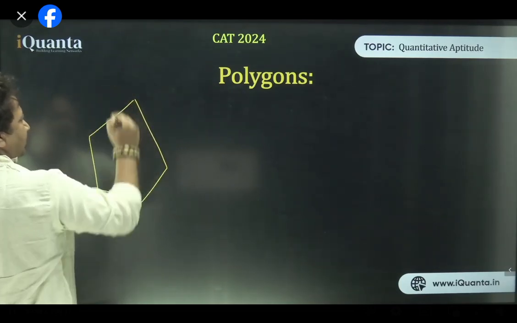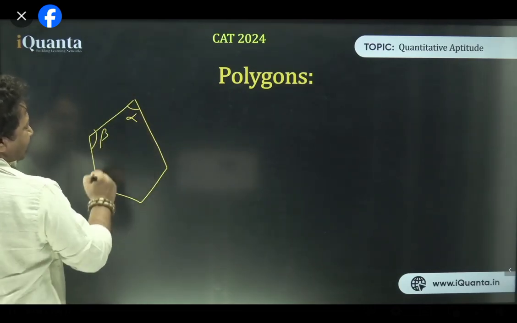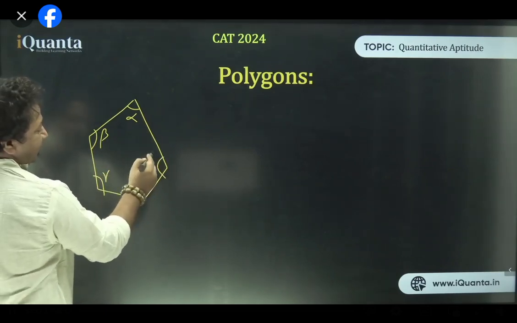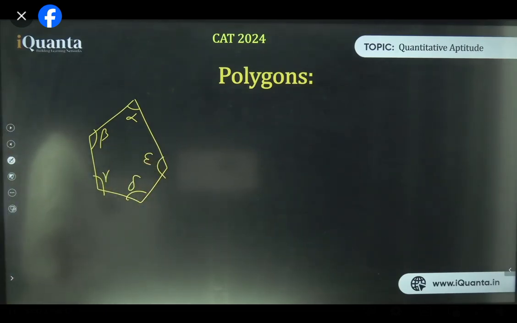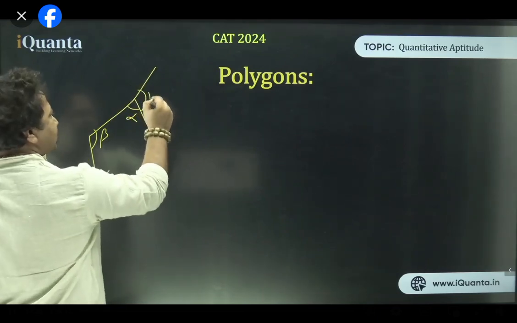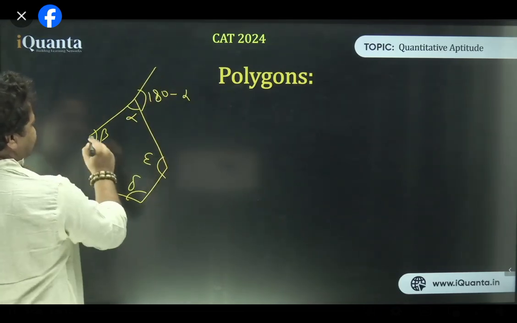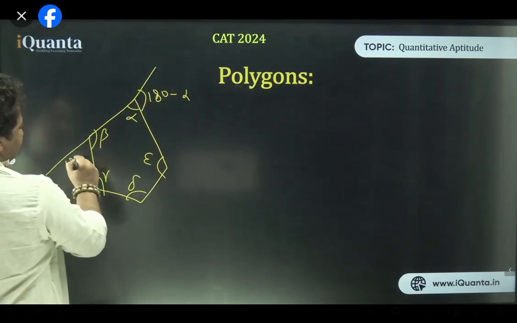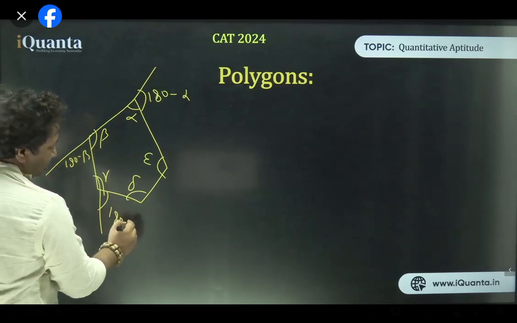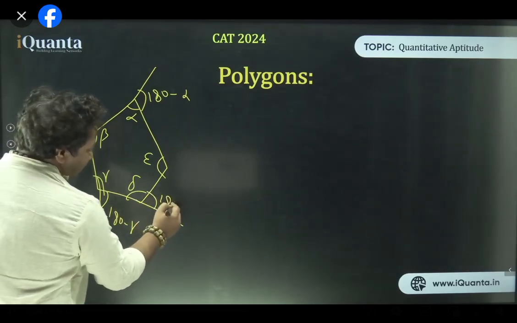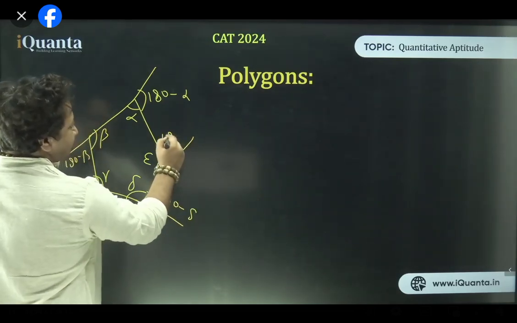I'll be really quick. That's a pentagon. Alpha, beta, gamma, delta, epsilon. Haven't you seen what pattern is forming yet? Okay, let's see, I'll do it quickly. This is 180 minus alpha. This is 180 minus beta. This is 180 minus gamma. This is 180 minus delta. And this is 180 minus epsilon.